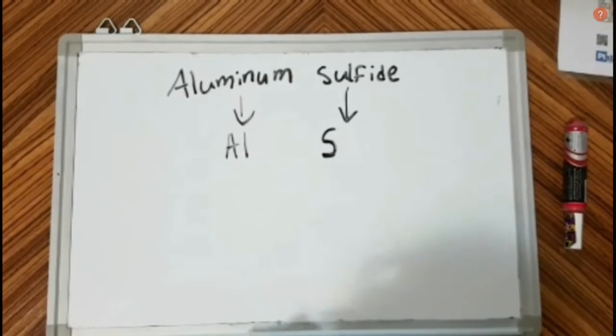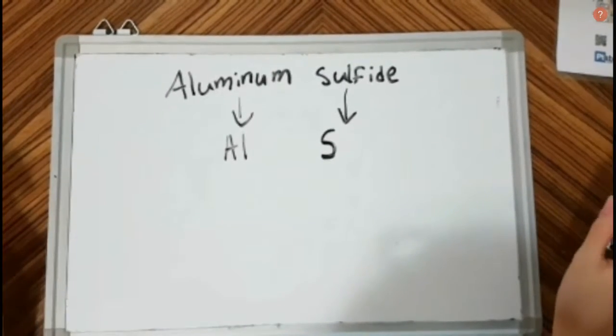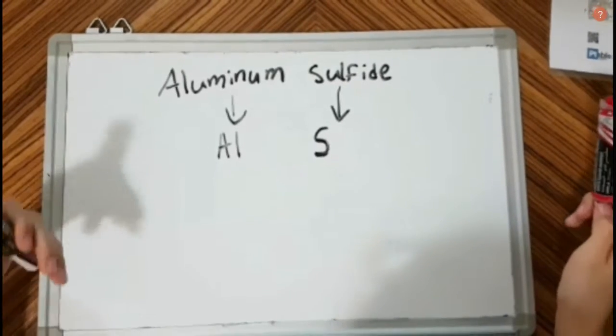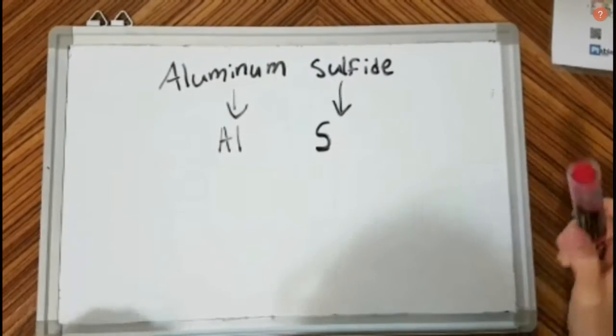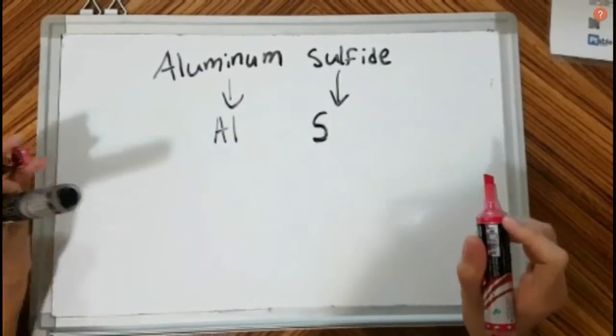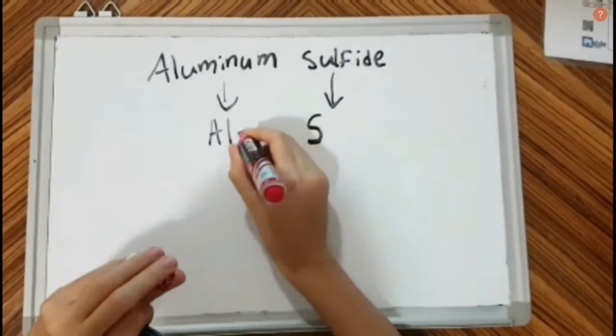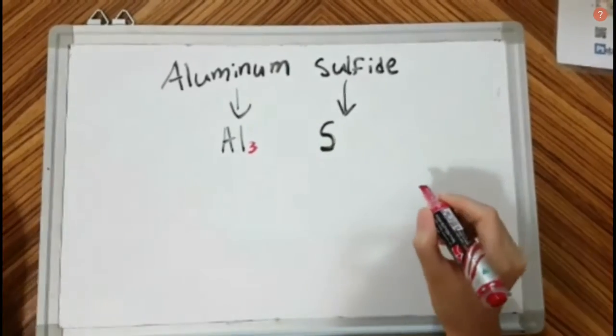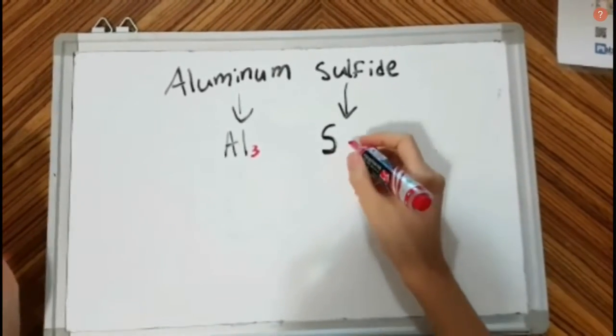So we identify the charges by using the periodic table, and we already mentioned this at the beginning of the video. You can always go back and look at that. But we know from the periodic table that aluminum has a charge of 3 and sulfide has a charge of 2.